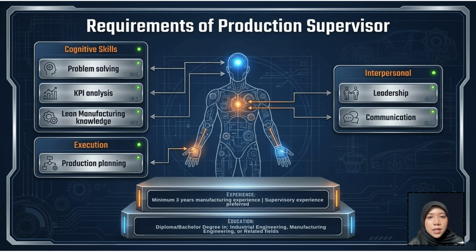Besides technical knowledge, several important skills are required, including leadership skills, communication skills, problem-solving ability, decision-making skills, and knowledge of production management, lean manufacturing, and continuous improvement. The employee must also be able to work under pressure because production supervisors need to handle urgent issues such as machine breakdowns, production delays, quality problems, and manpower shortages.